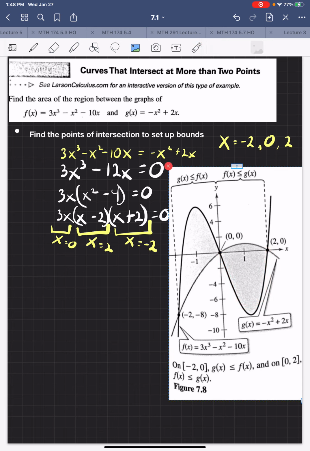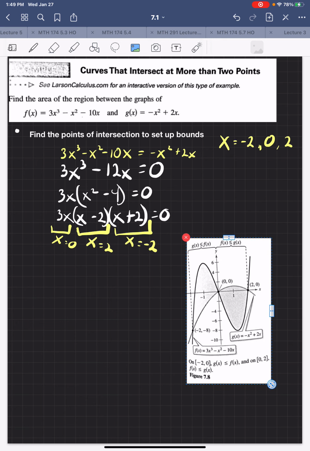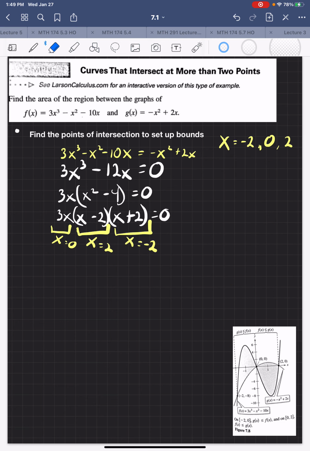So do you see how I'm going to need two separate integrals? If I want to find the area, I'm going to have to find area. Let's start with the area under here. And in that case, it's going to be f of x minus g of x. But I also need to find the area between the two curves from 0 to 2. And that's going to be g of x minus f of x. So you kind of see the dilemma that we can run into.